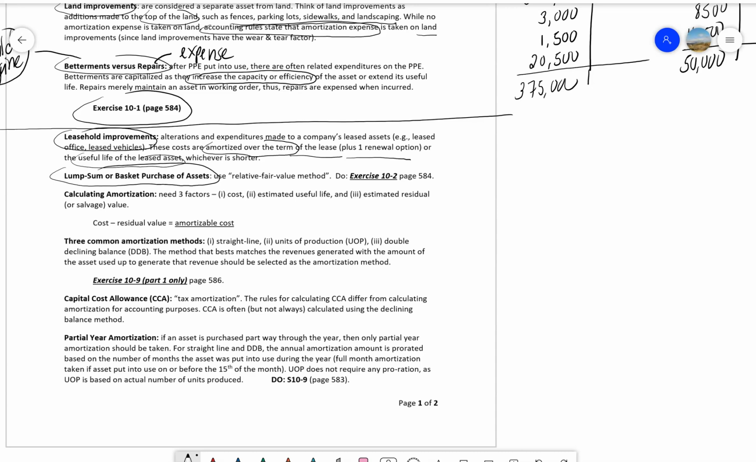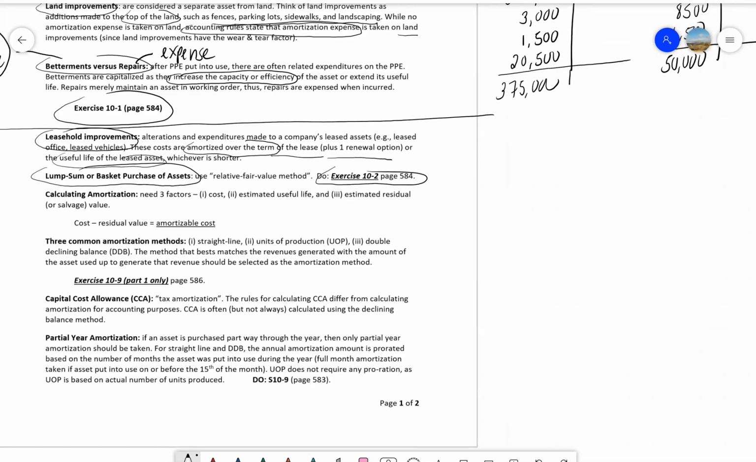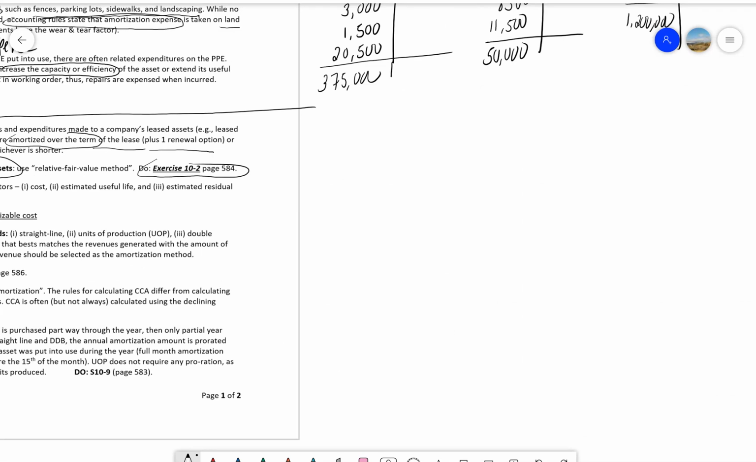And to demonstrate this, we're going to look at exercise 10-2, page 584. So have a look at exercise 10-2 on page 584. Read through that exercise first, and once you have gone through reading that exercise, then resume the video.